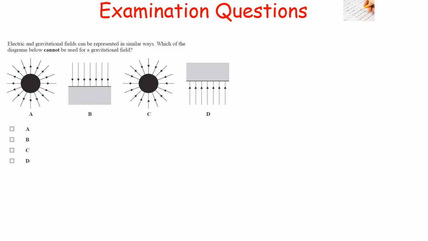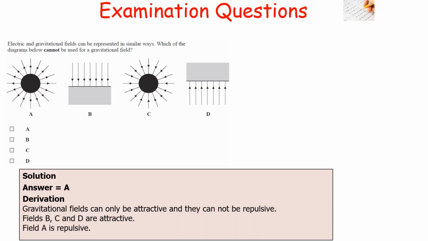Right, again, the answer here is linked to all of our facts about fields, and the answer is A, because gravitational fields can only be attractive and cannot be repulsive. Now fields B, C and D are attractive. You can say that because the arrow is pointed in towards the object, and the arrow tells you the direction that a point charge or a point mass would move in that particular field, so it shows you the direction of the force. Now A is a repulsive force because the arrows are pointed away from the object. That can't be a gravitational field.